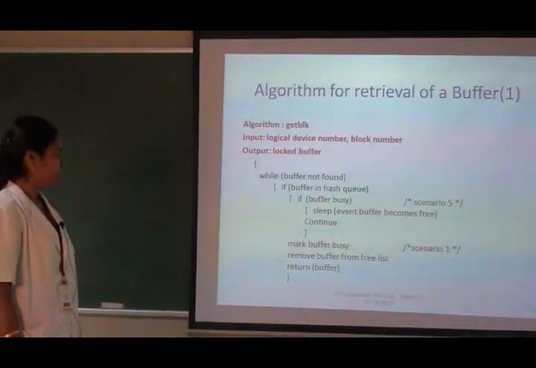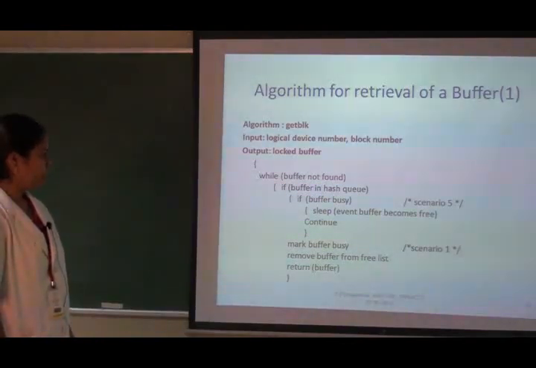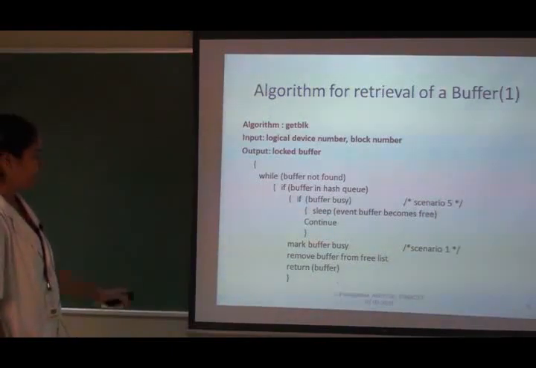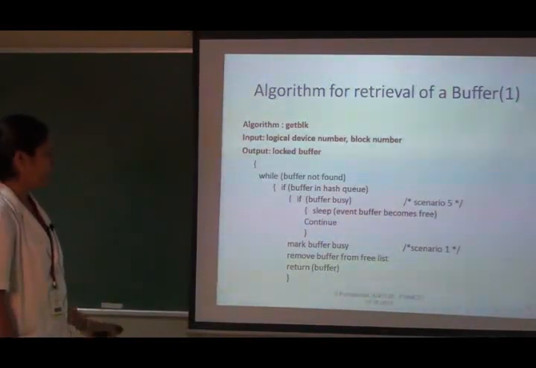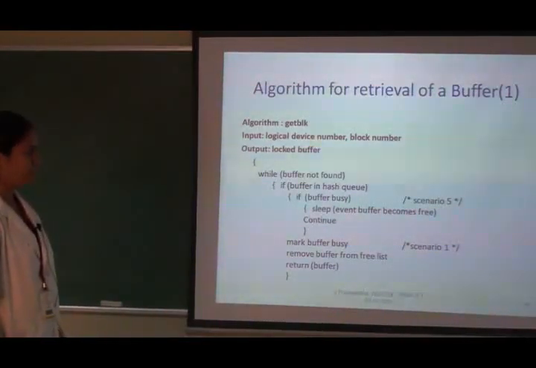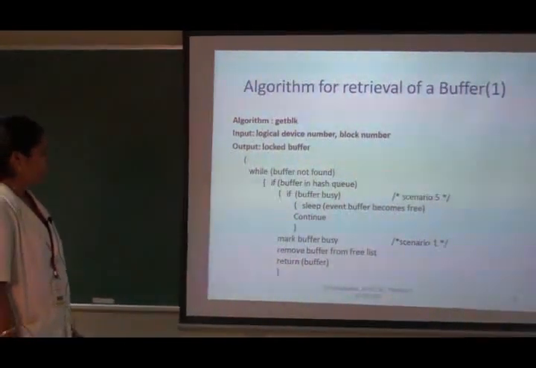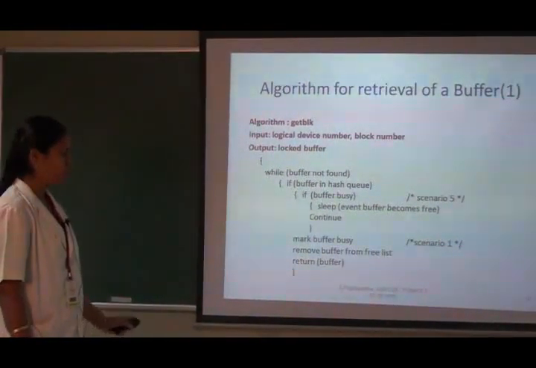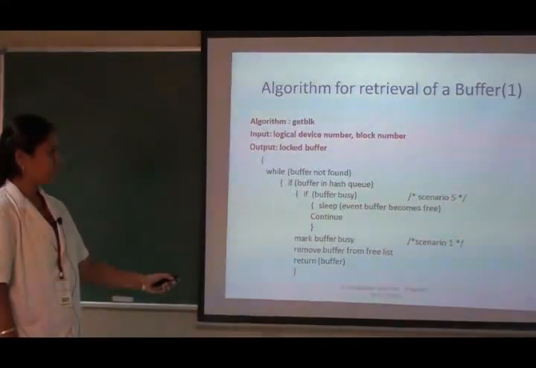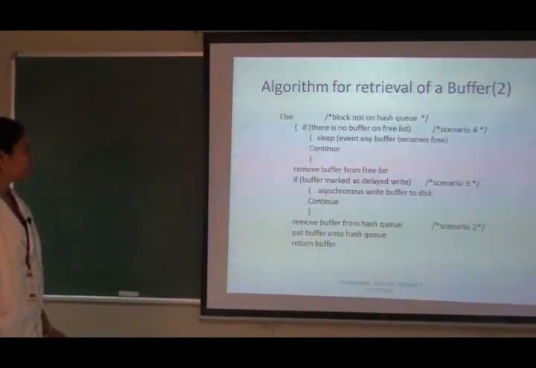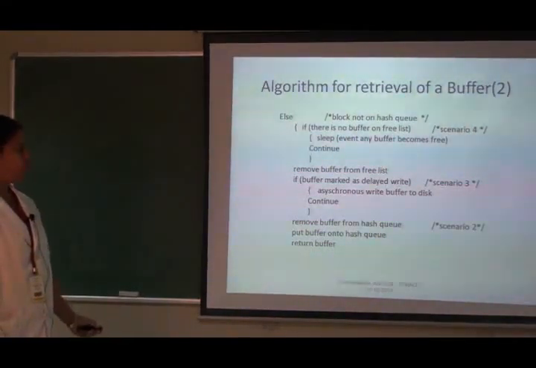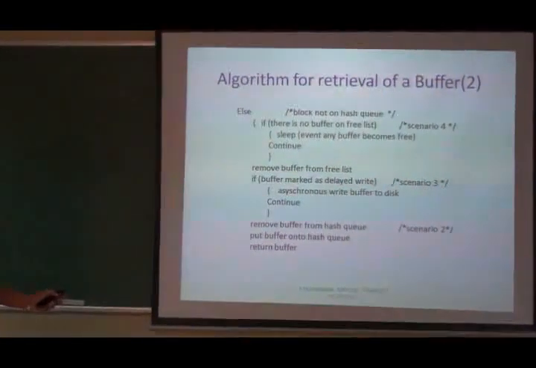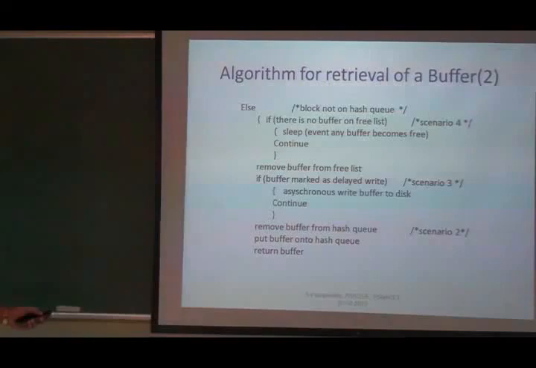While buffer not found, if the buffer is in hash queue, there are 2 conditions. One is buffer is free and another one is buffer is busy. So first one is, if buffer busy, it has to go to sleep and continue. This is similar to scenario 5. If the buffer is not in hash queue, okay, mark buffer busy and remove a buffer from free list, return buffer. This is similar to scenario 1. Else, if there is no buffer on the free list, the process has to go to sleep and continue until a buffer becomes free. This is scenario 4.